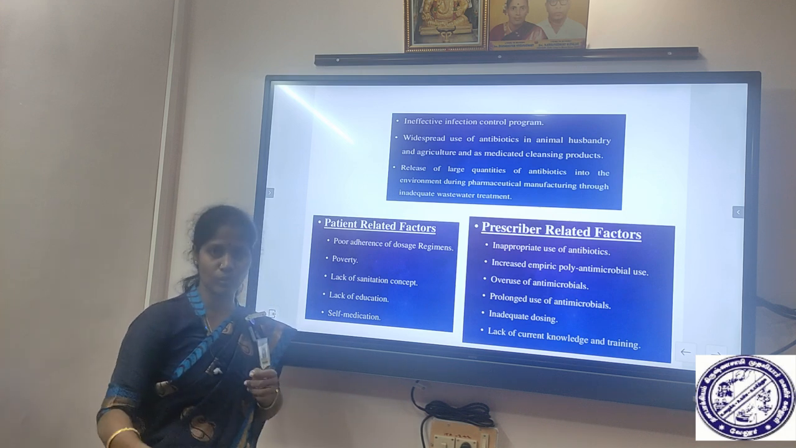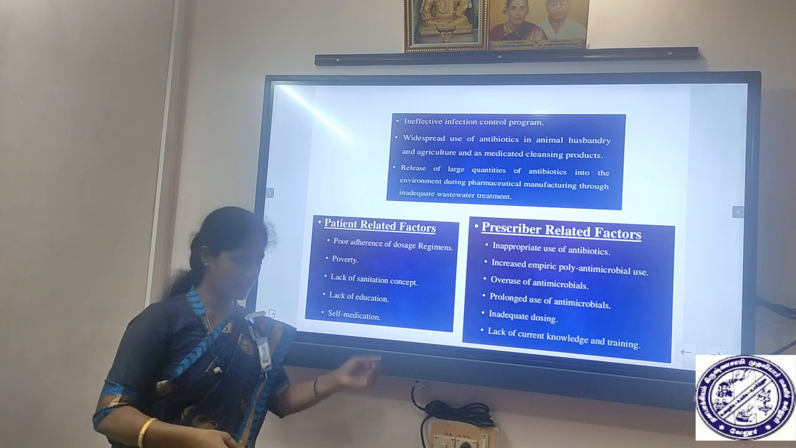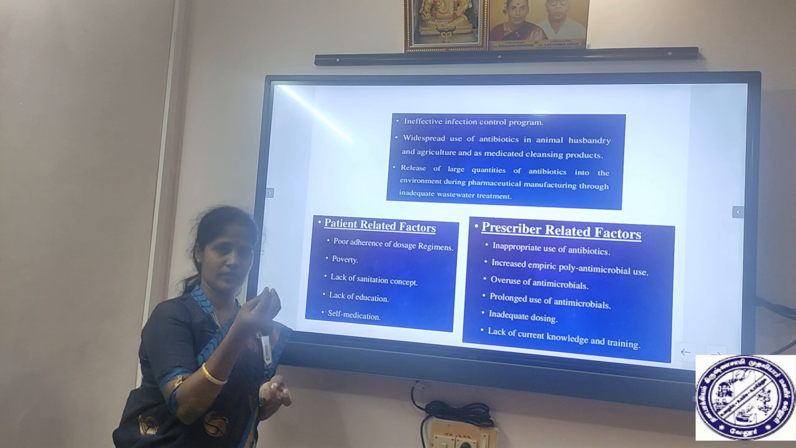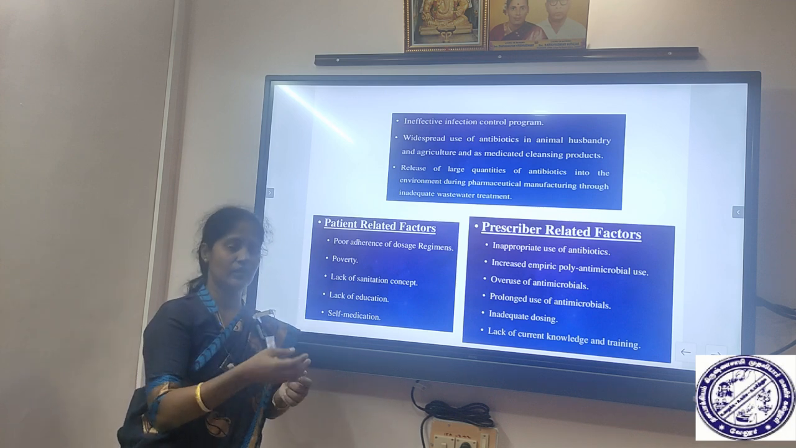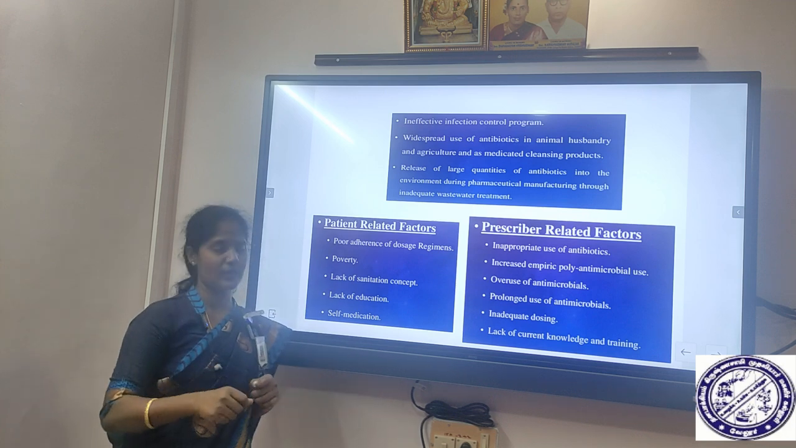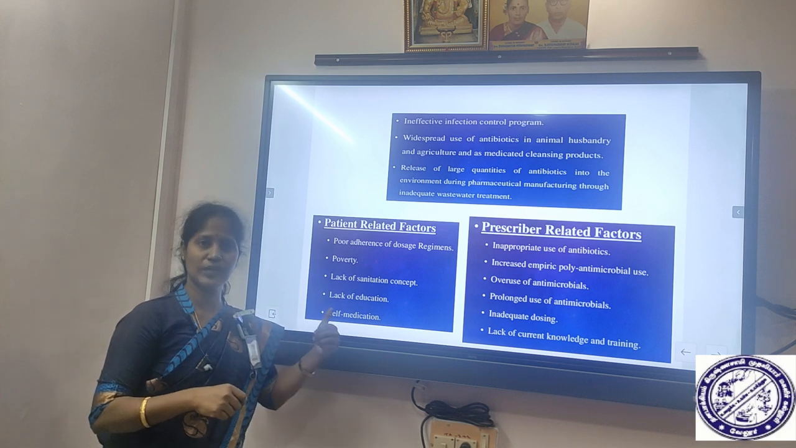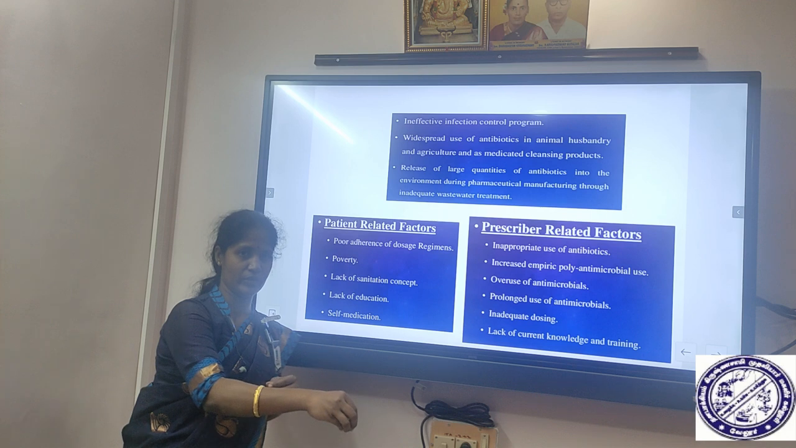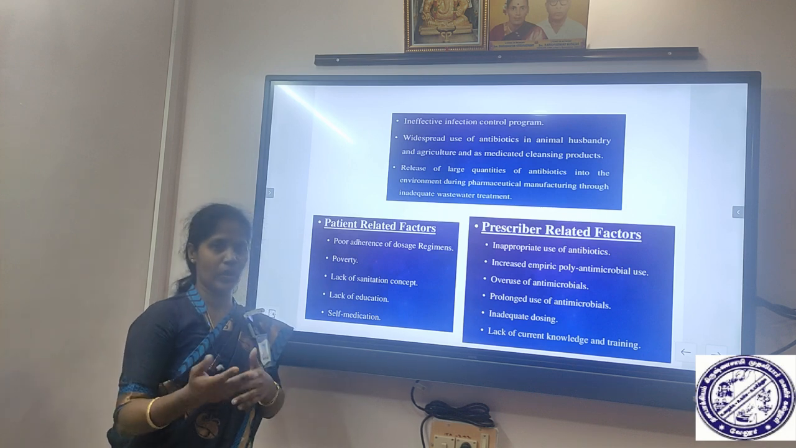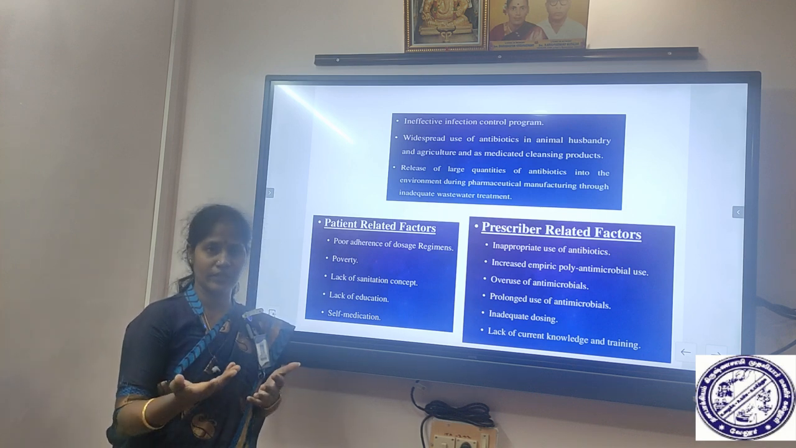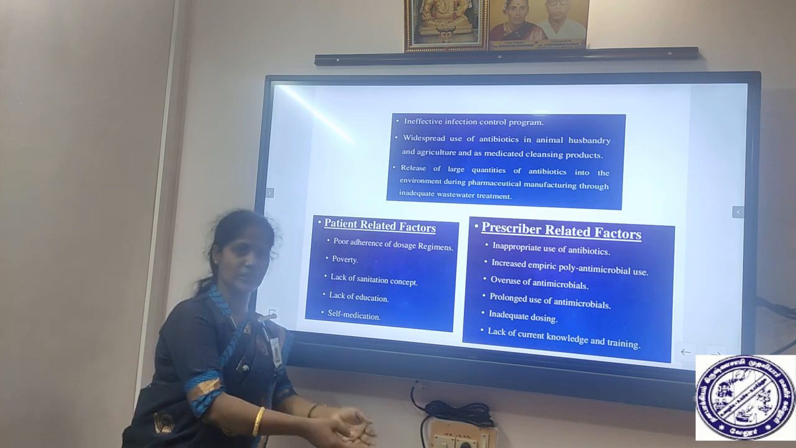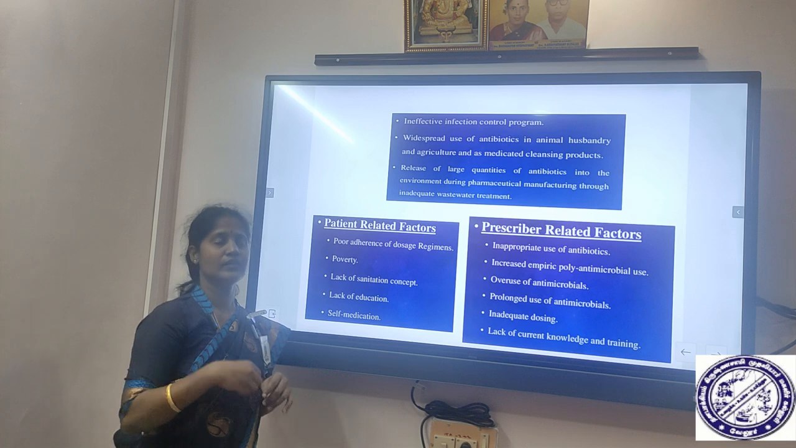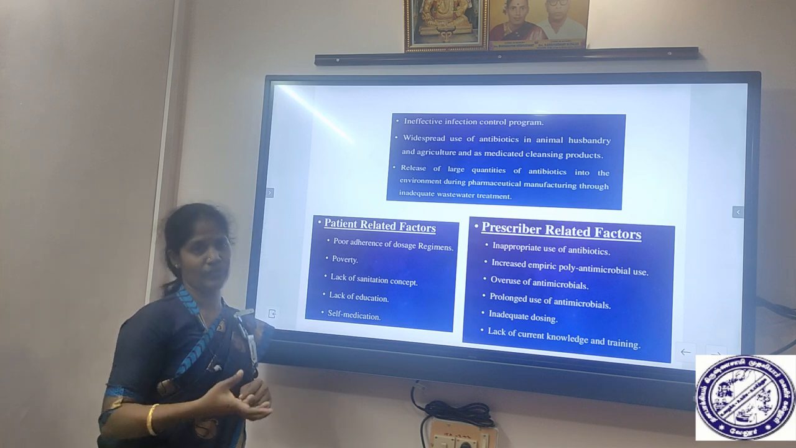See, if we are wiping our home, what we used to do, we will take a bucket of water, then put three drops of phenol, that's it. Then we wipe. But in hospitals, in animal husbandry, or in agriculture, they will add some antibiotic. So without knowing, indirectly, we are exposed to antibiotics. Because of that, antimicrobial resistance is prevalent.